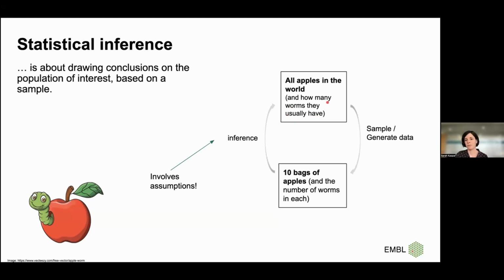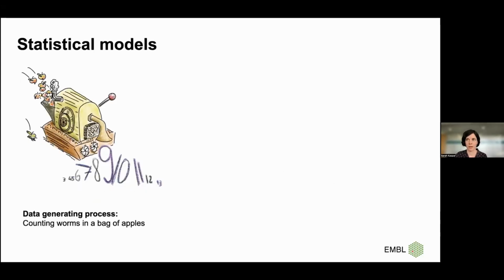So what we do is we sample, we generate data from our population of interest, and then we use some methods and try to make inference, so try to make a statement about what we are really interested in, this population of interest. This always involves some assumptions. And these assumptions often, but not always, come in the form of a statistical model. So this is, I think, a very useful topic to look into.